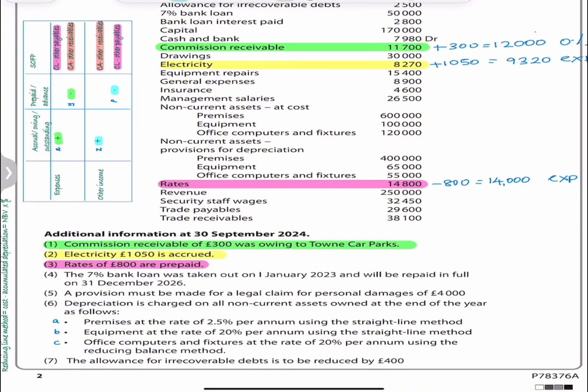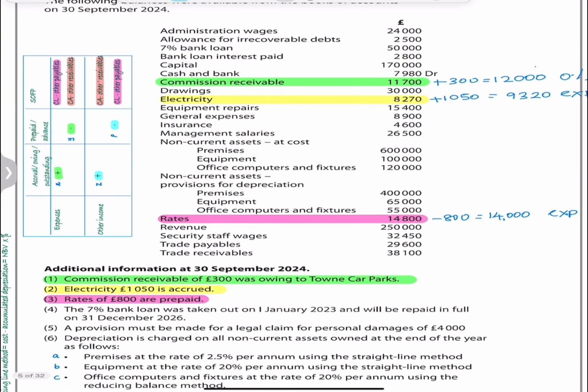Now the next is related to bank loan. Let's take all the information related to bank loan. 7% bank loan interest paid 2,800. And here it says 7% bank loan taken on 1st Jan 2023 will be repaid in full on 31st of December 2026. In this case, for calculation to the income statement, you simply calculate 7% of 50,000.